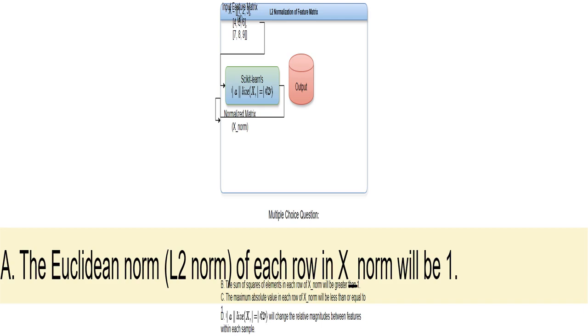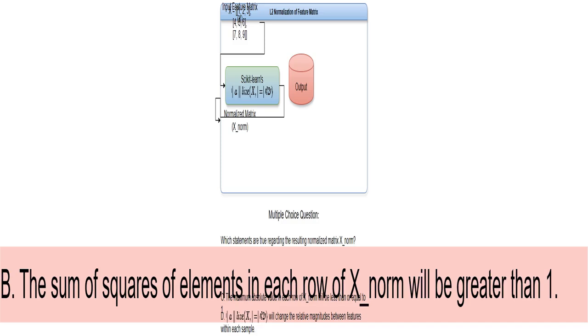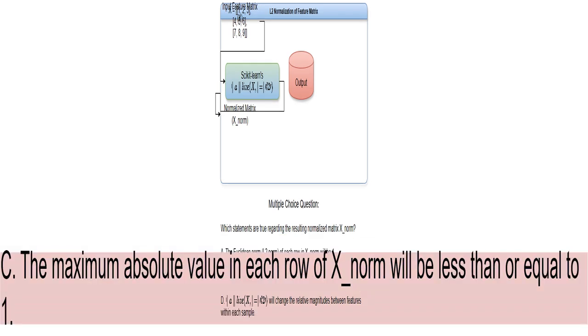This option tests understanding of the relationship between L2 normalization and the sum of squares of elements in a row. If each row has a norm of 1, what is the value of the sum of squares of its elements? This option examines the effect of normalization on the range of values in each row. Does L2 normalization guarantee that the largest value in each row will be less than or equal to 1?